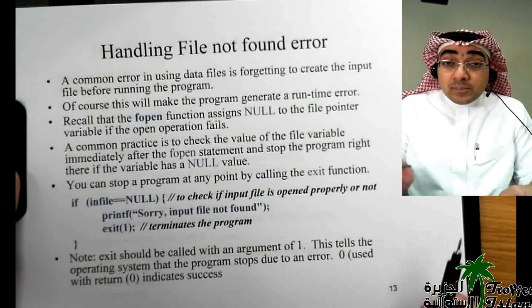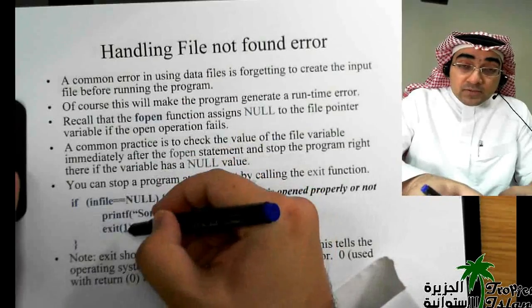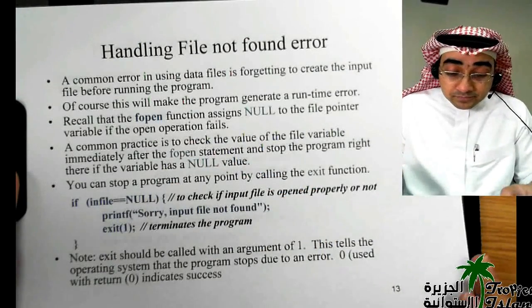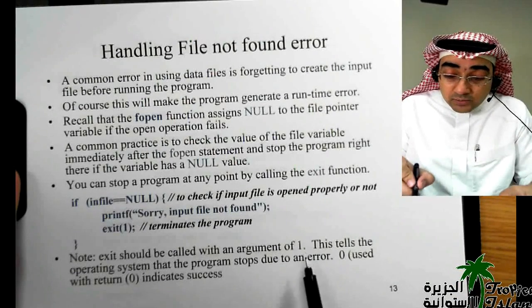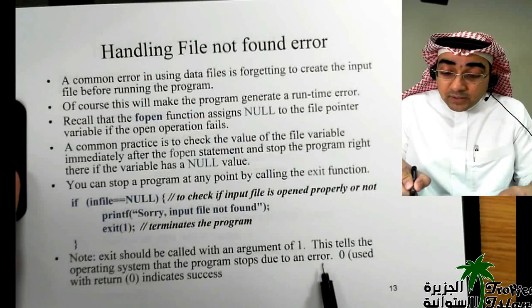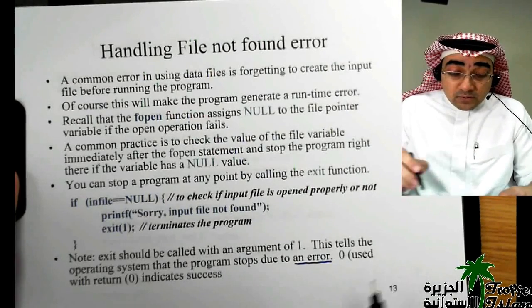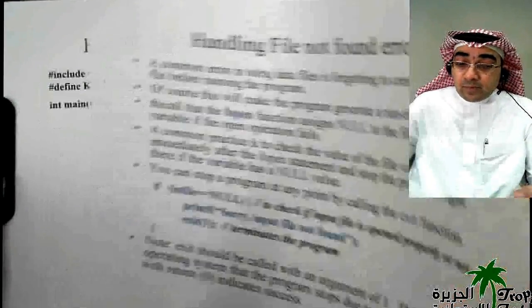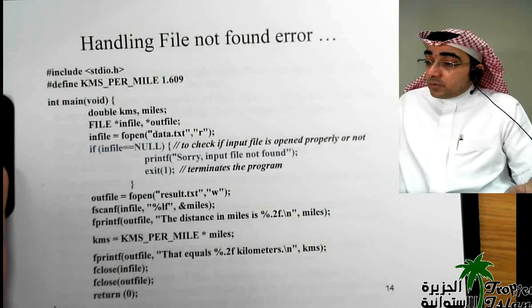An exit stops your program, it terminates it, it kills your program. You don't continue. As soon as you hit exit 1, you stop. That's it, finish. Your program is going to stop and it's not going to continue. You should call it with the argument 1. This tells the operating system that the program stopped due to an error. So there is an error that occurred, that is why it stopped. 0, used with return 0, indicates that it was a successful run. You can actually put any other value, but then you have to set up the operating system to work with that value.